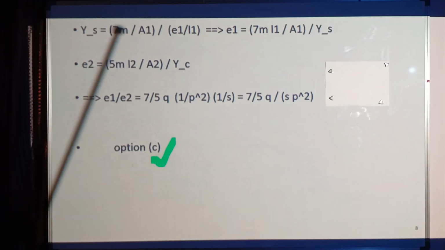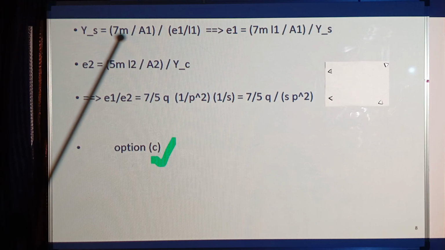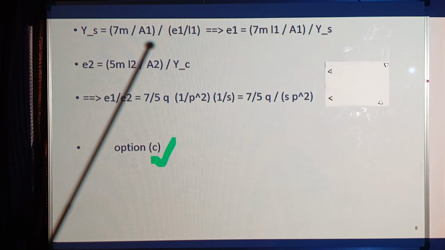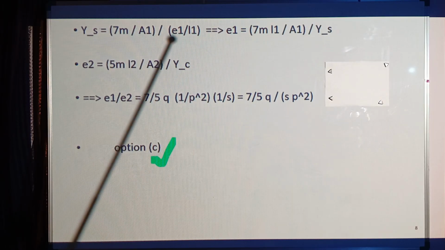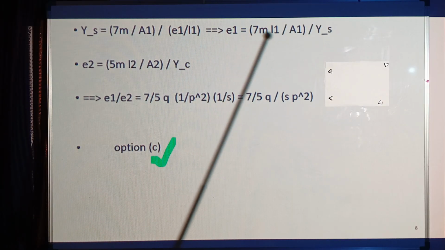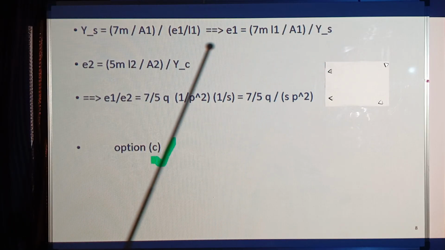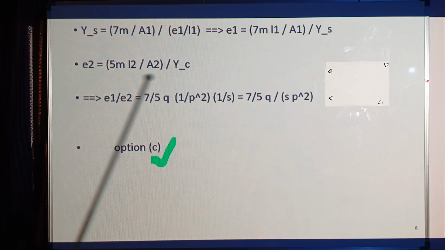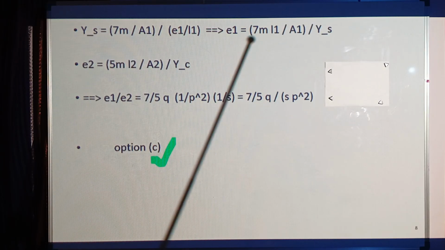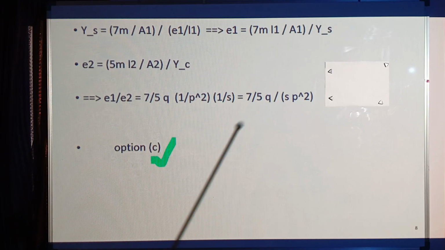Next, Young's modulus of steel is stress by strain. Stress is the total load 7mg acting on this. So 7mg by A1, and then strain is E1 by L1. E1 is elongation. So from this I'll get E1 as 7m by A1 into Ys, L1 will come here. Similarly for elongation of copper, you can write 5m instead of 7m because the load is 5m, and instead of L1 it will be L2 and E2 by Yc. So E1 by E2, divide this and put in the given ratios, we get option C.